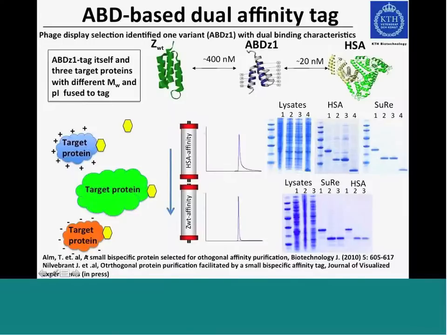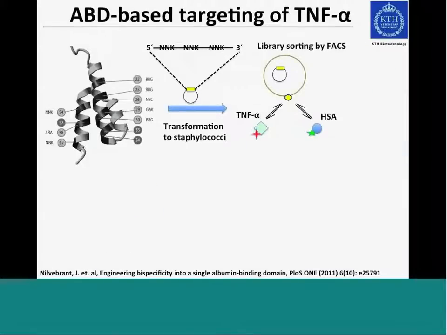And as the last example of what we've done, we used binders selected using phage display to TNF-alpha. You can also make a new library based on the first binders you identify. In this case, we have used flow cytometry and expressed this library on the surface of staphylococcal cells. Using fluorescently labeled TNF-alpha or albumin, we can select populations of cells, which means different variants of the library that interact with both or one of those target proteins.